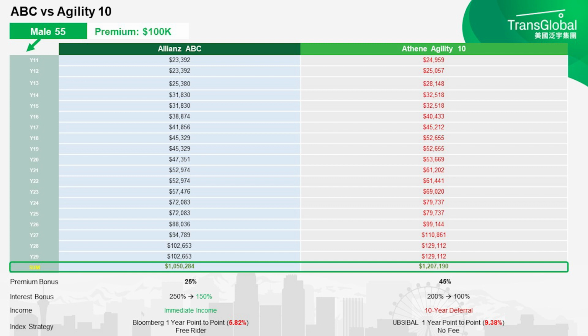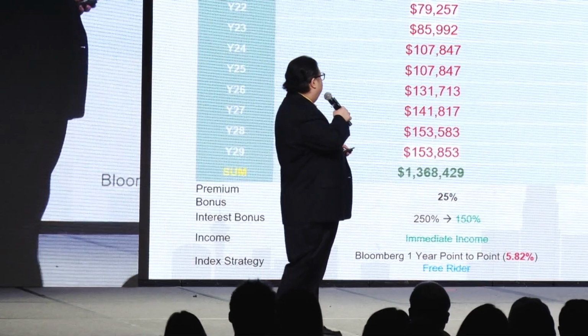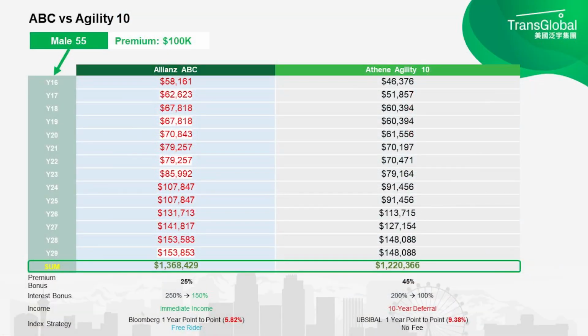the index strategy. See, the average return for the Allianz strategy is only 5.82. I think Agility 10, UBS, IBAL is 9.38. It is not a fair comparison. But when we change the year, when it becomes 55 years old and we wait a little bit longer, start income after the 16th year, Allianz ABC wins all the way.